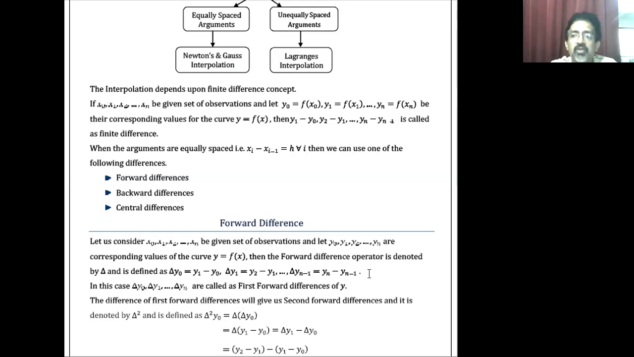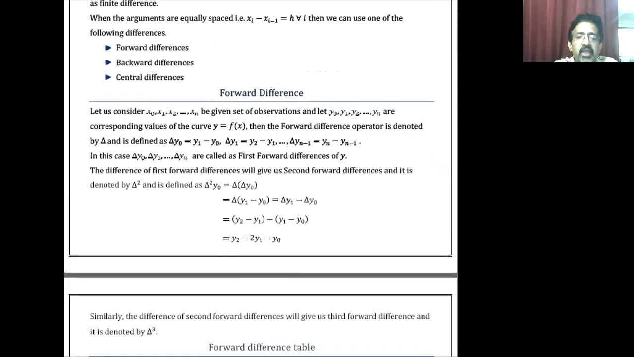See, del of yn is not possible here. Why? Because I do not have yn plus 1 at all, because the set of points given to me goes from y0 to yn. There is no yn plus 1. Therefore, the question of forward difference of yn does not arise at all. Right? So, I then find out the second order difference.